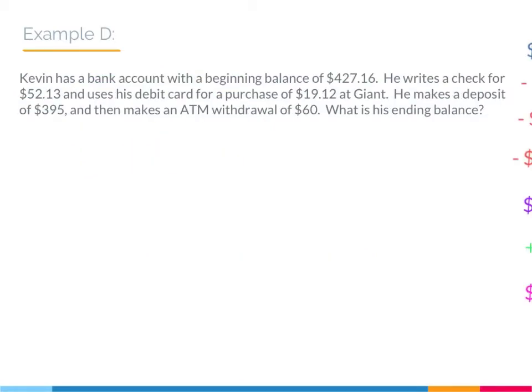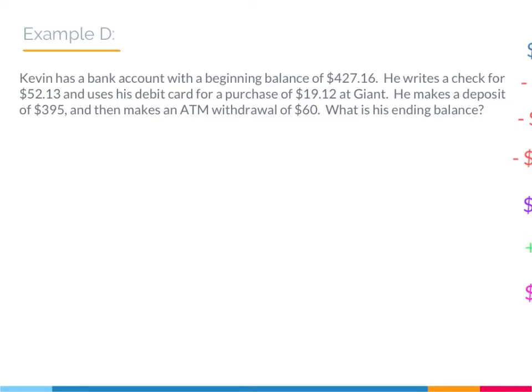Here we are at example D, and it says Kevin has a bank account with a beginning balance of $427.16. He writes checks for $52.13 and uses his debit card for a purchase of $19.12 at Giant. He makes a deposit of $395 and then makes an ATM withdrawal of $60. What is his ending balance?